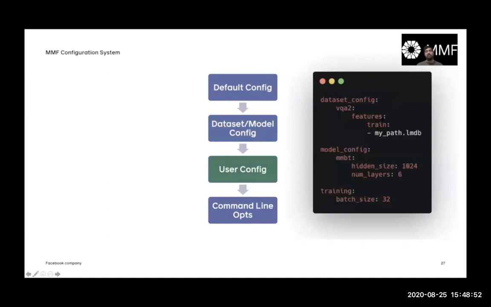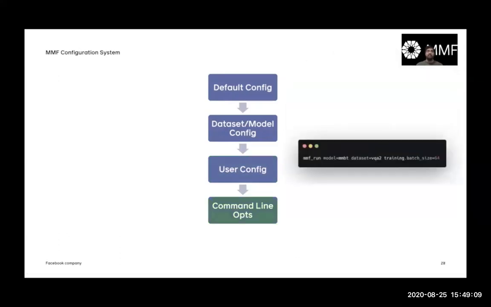So you can maybe update the train feature path to your LMDB, which is your custom features. Then you can change the hidden size of MMBT to 1024 if you don't like the default 768. And you can also change something in the default config like training.batch_size.